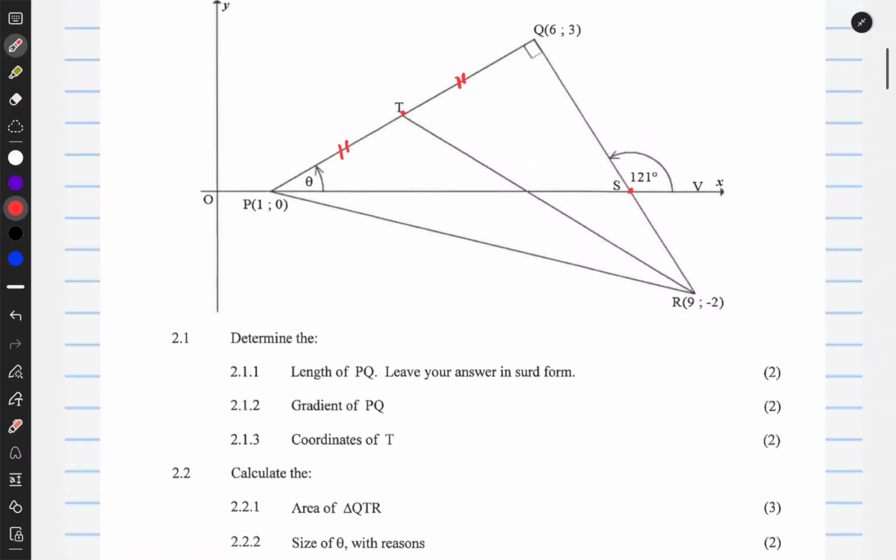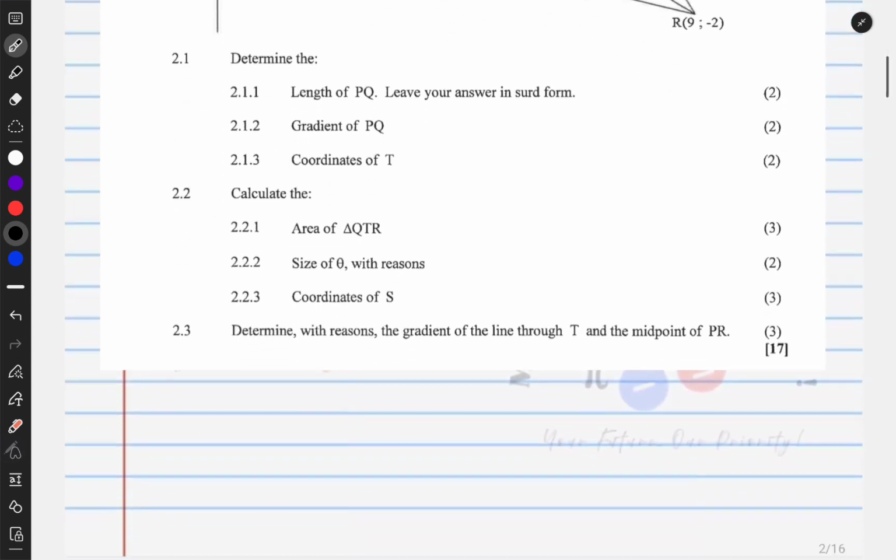Okay, so for question 2.1.1, determine the length of PQ and leave your answer in surd form. So right now we are asked to determine the length from P to Q, that length that I just highlighted there. And since we are given the coordinates of P and Q, we can use the distance formula in order to calculate the length of PQ. Let's go ahead and do that for 2.1.1.